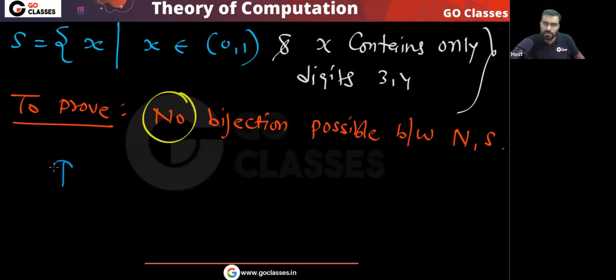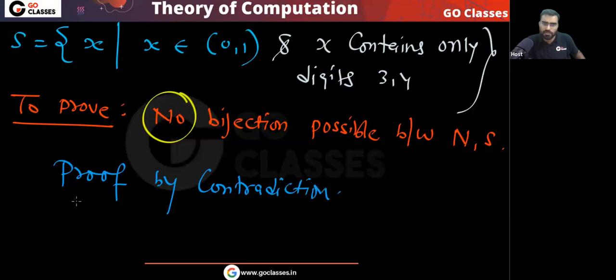Prove by contradiction. Yes or no? Just prove by contradiction. Assume there is a bijection. Okay. What will I do? I am going to prove by contradiction. I will assume there is a bijection.